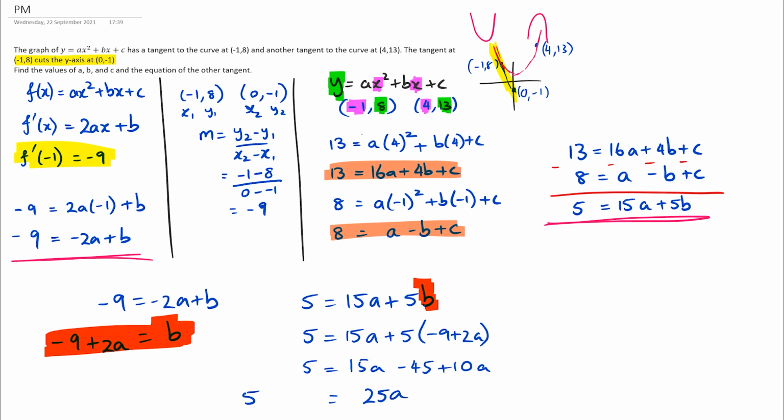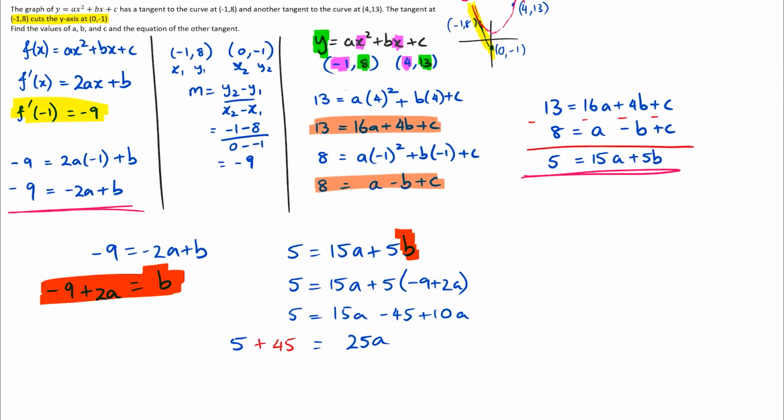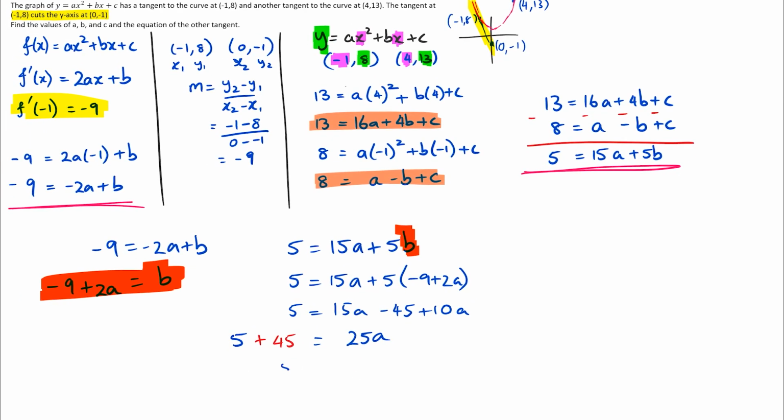The 45 comes to the left hand side, and you can see what's happening here. The number is turning out to be a nice number because 25a equals 50, which means a equals 2. We can go here, put a as 2, and we're going to get -9 plus 4, which gives us -5.